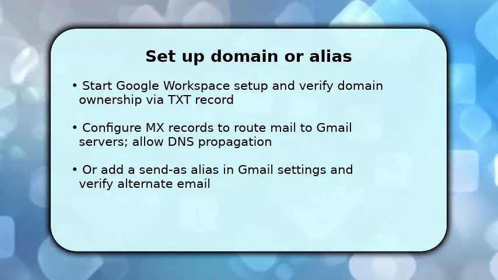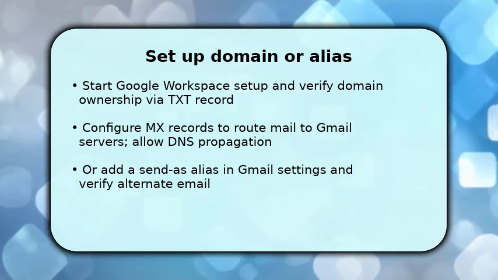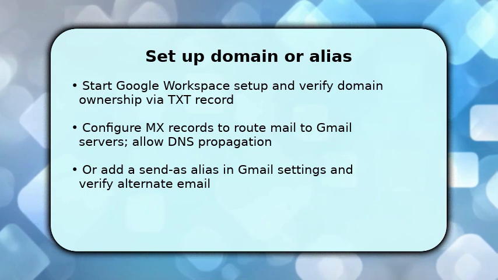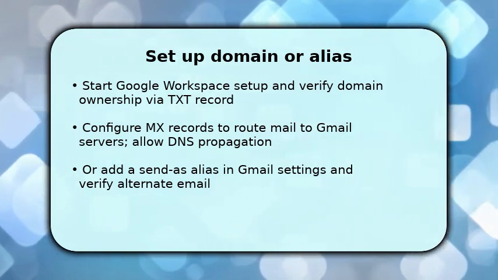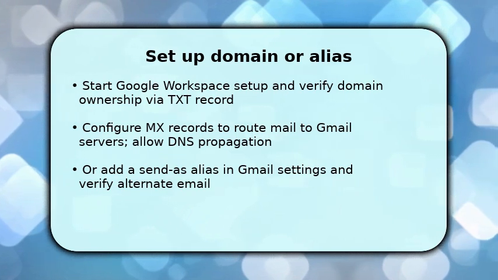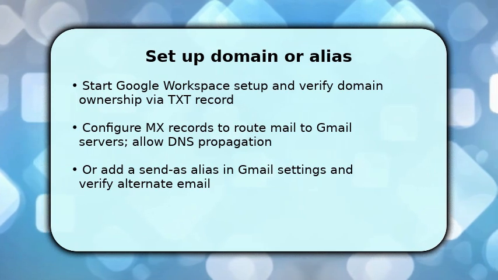If you prefer a simpler change, add a send as alias inside Gmail settings, send the verification code to that address, and confirm. During these middle steps, check propagation with your registrar and keep a browser tab open for verification codes and admin console options.